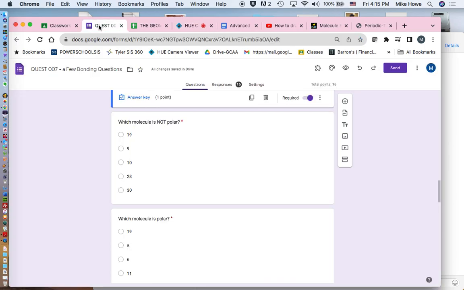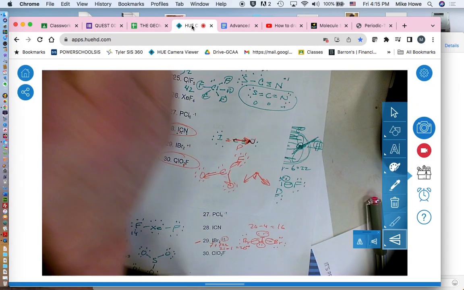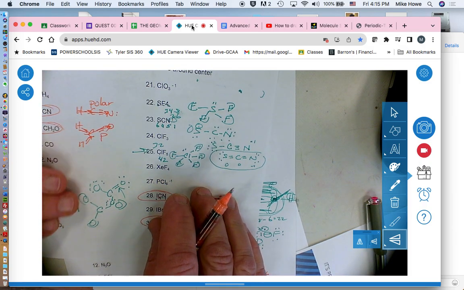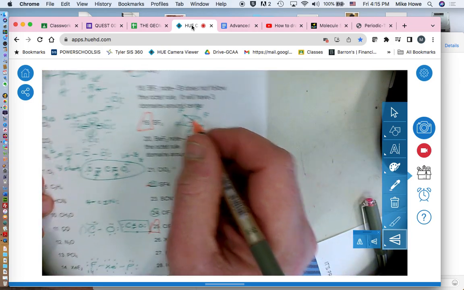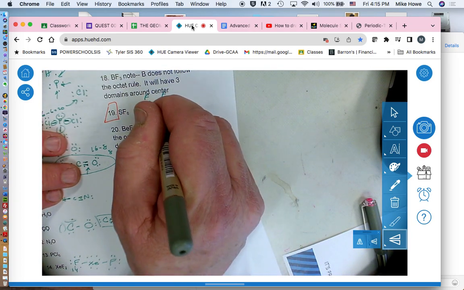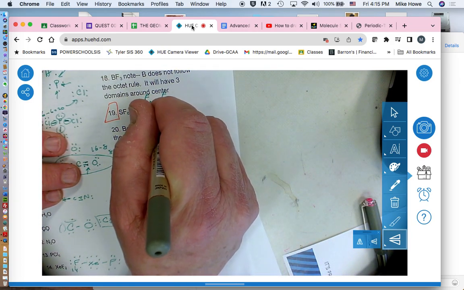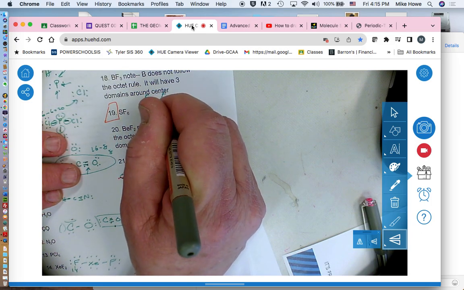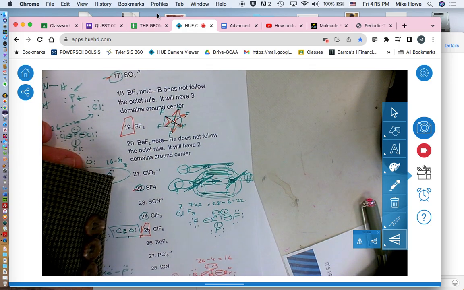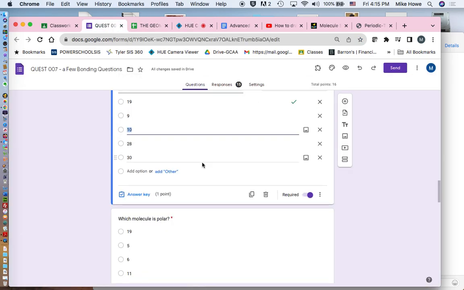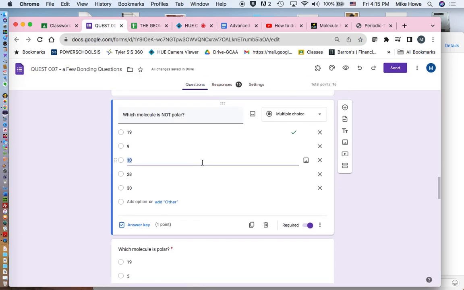Now this question says, which one is not polar? So that brings us back to SF6, which I have drawn somewhere, right here. This is the SF6. So the electrons go that way, this way, and that way. So they're all going to cancel out. And the one up and the one down cancels, and so the whole molecule is going to be non-polar, and that's your answer for that one. So that one's number 19.